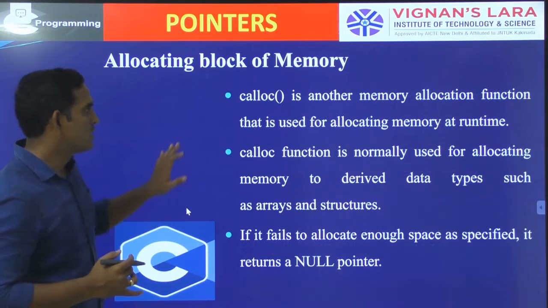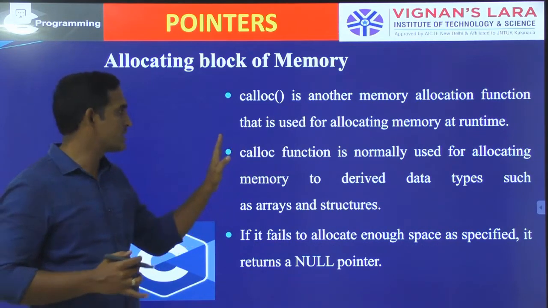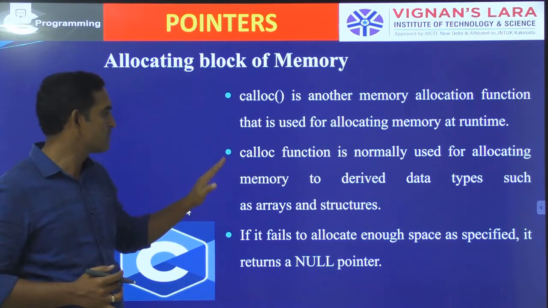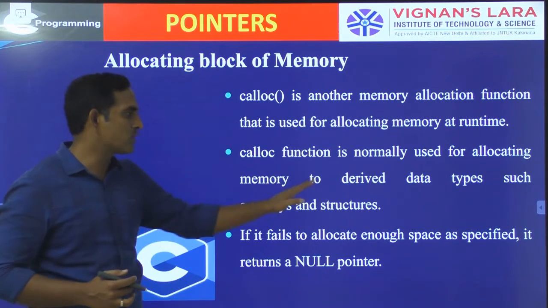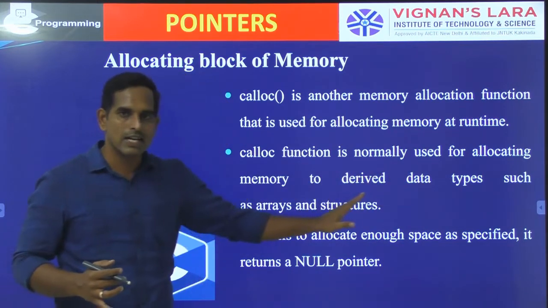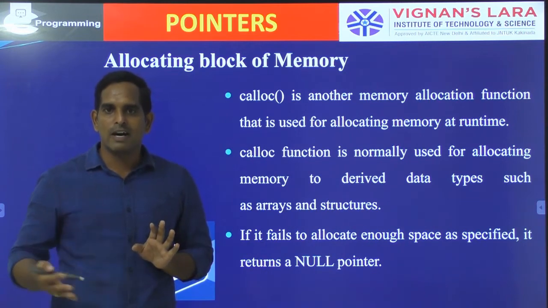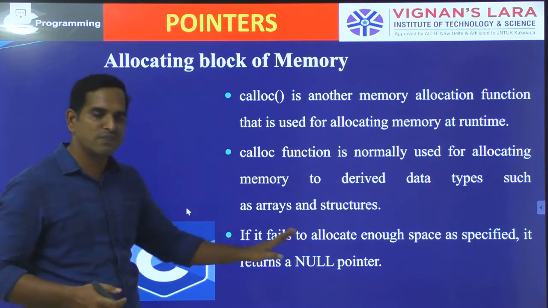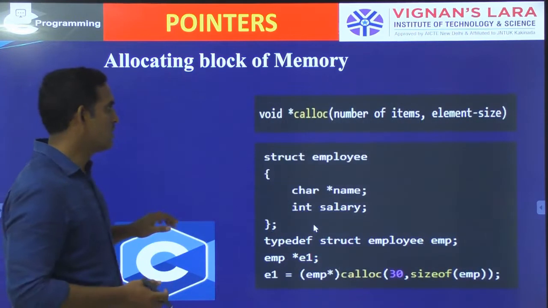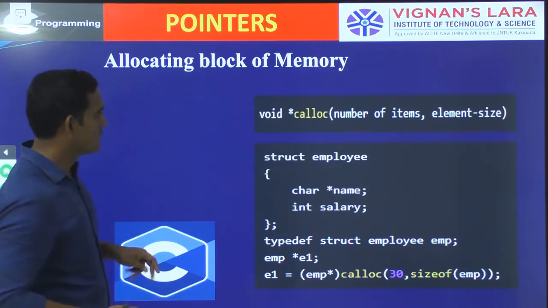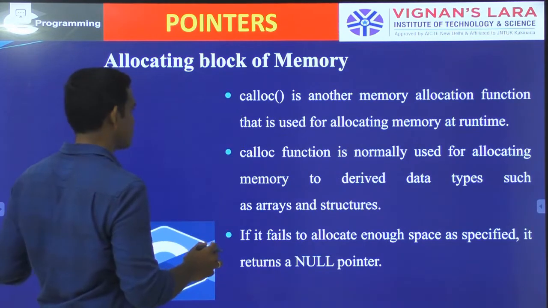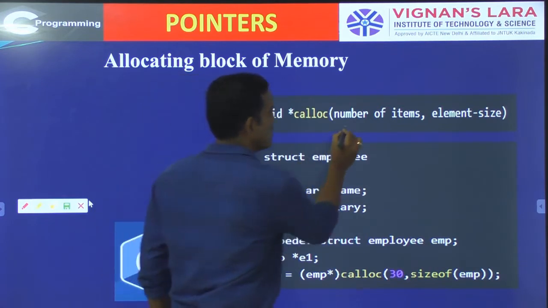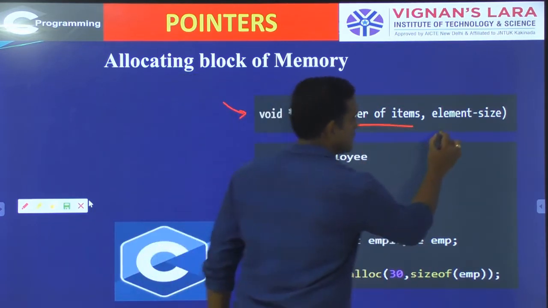Similarly, calloc will be used for memory allocation, for allocating memory at runtime. This is also a memory allocation function, and it is used for allocating memory for derived data types like arrays and structures. If I want to allocate memory for arrays and structures, we will usually be using calloc. If it fails, it will return a null pointer. First, let us see the syntax, that is, void calloc, number of items and the element size.